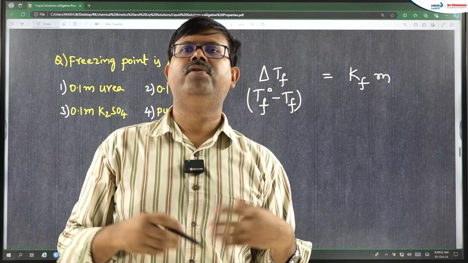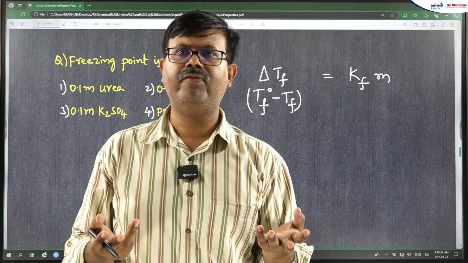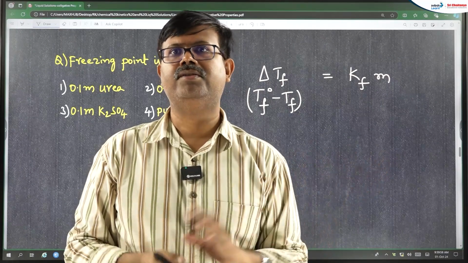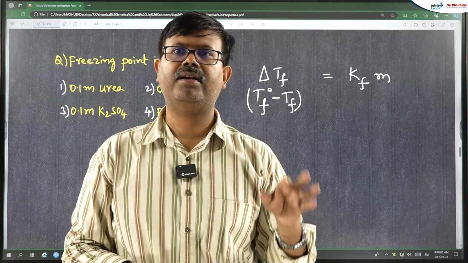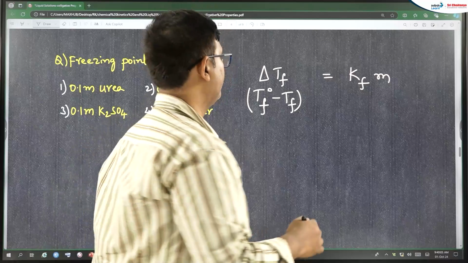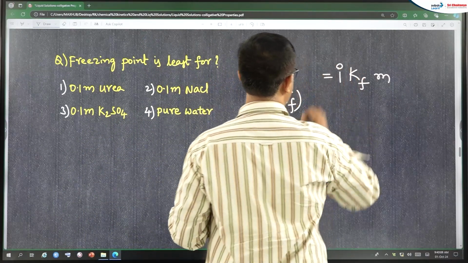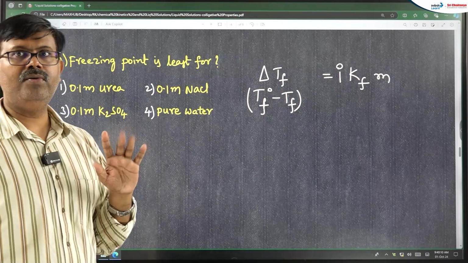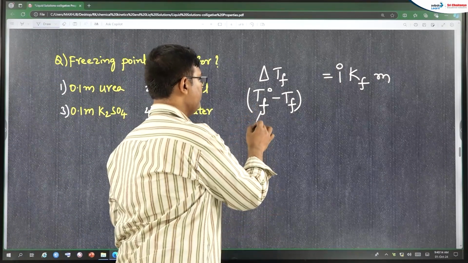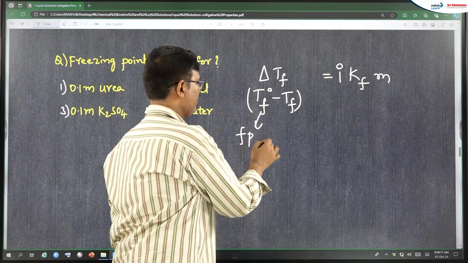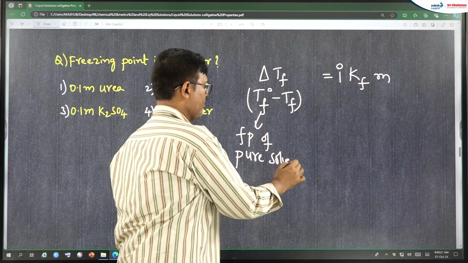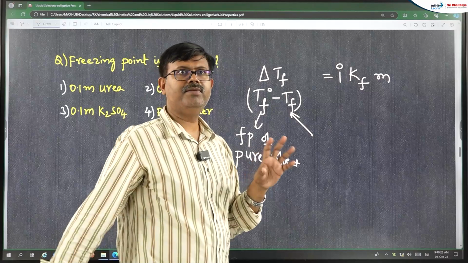If no dissociation or association happens, Van 't Hoff factor will be 1. If something happens, it will take care of that change. So always you consider the Van 't Hoff factor in the colligative property formulas. So let's take Van 't Hoff factor also i. Now notice carefully here. This is the pure solvent freezing point. Freezing point of pure solvent. TF naught means that. TF means what?